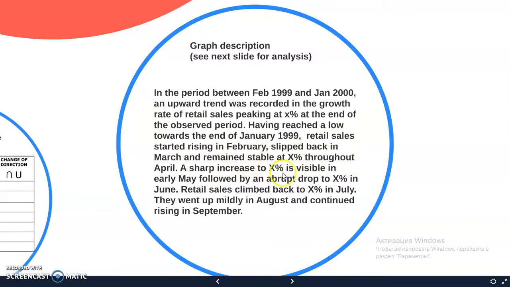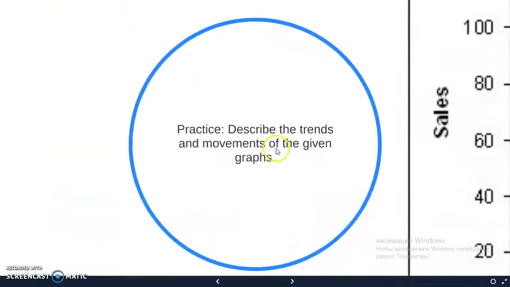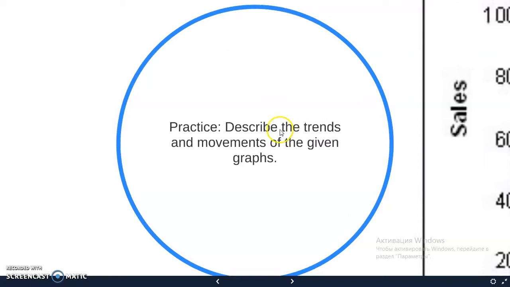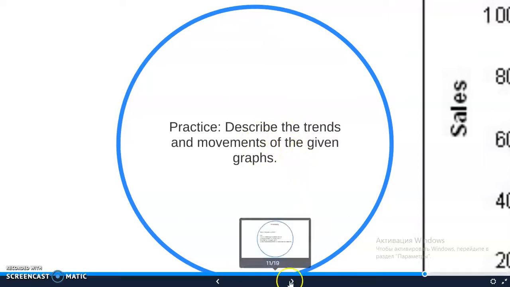A sharp increase to X is visible in the early month of May, followed by an abrupt drop to X% in June. Retail sales climbed back to X% in July. They went up mildly in August and continued rising in September. This is a description, very nice description. So practice describing trends and movements of the given graphs.